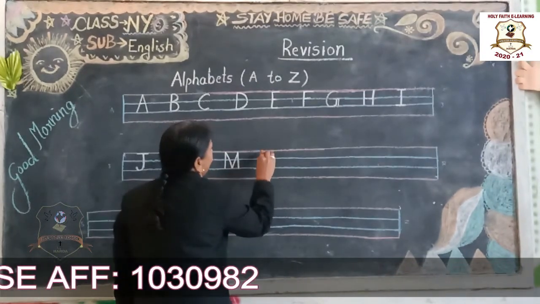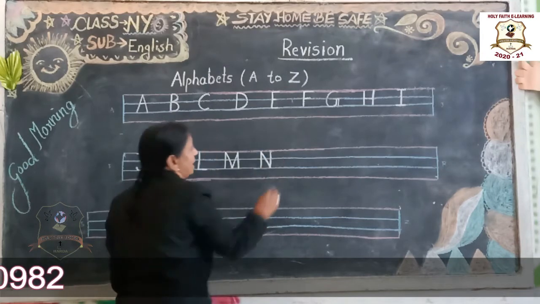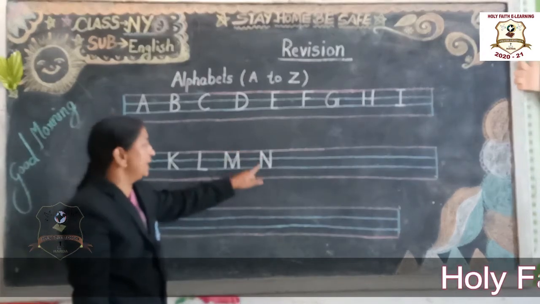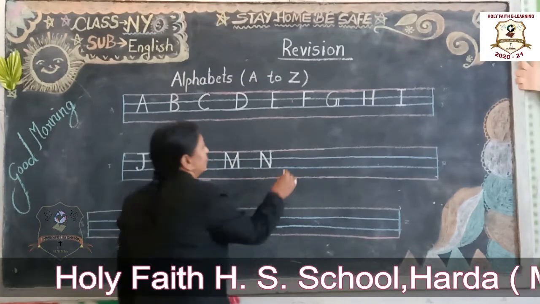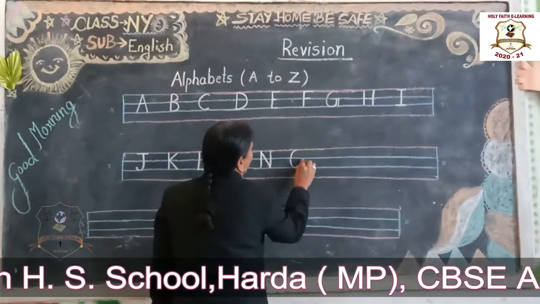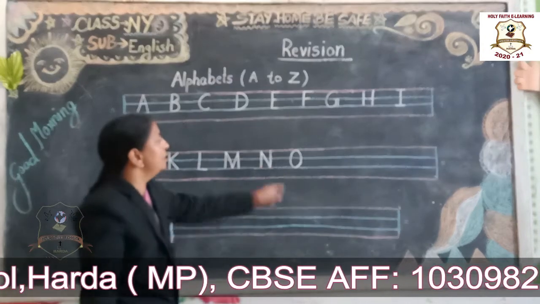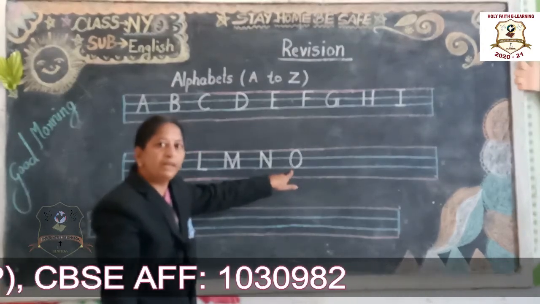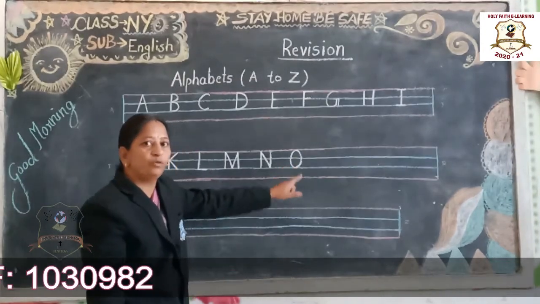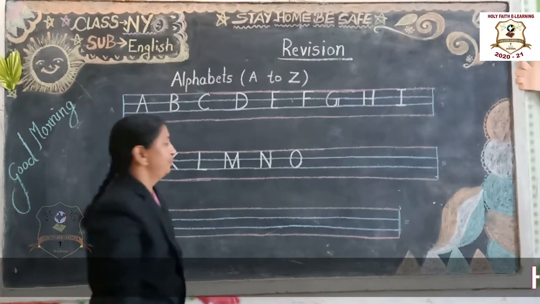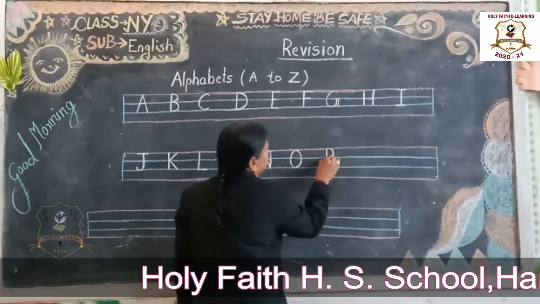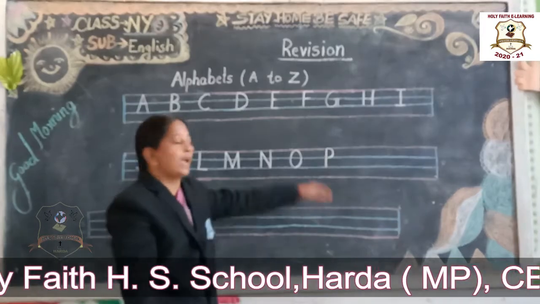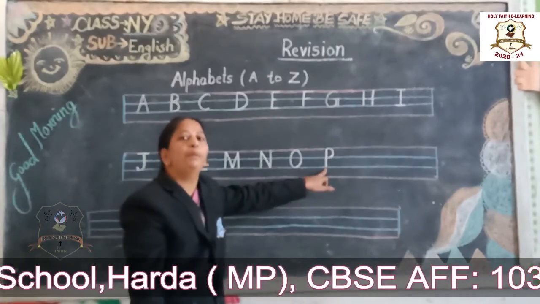Now N. This is letter N. Which letter is this? N. And sound of N is N. Now next O. This is letter O. Which letter is this? O. And sound of O is O. Now P. This is letter P. And sound of P is P.